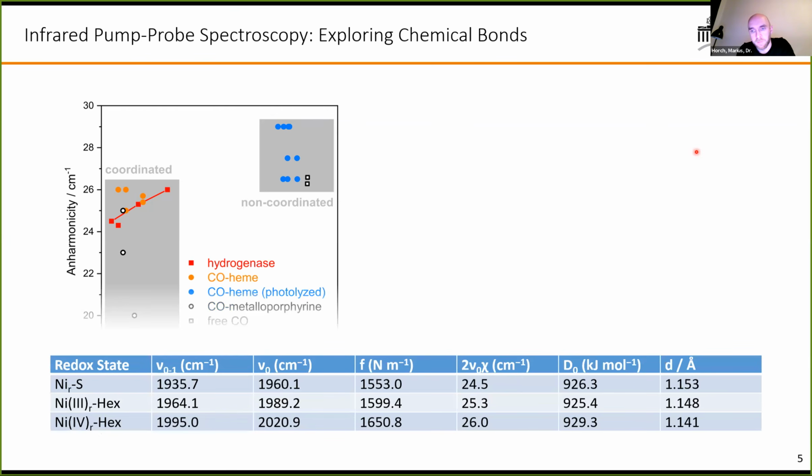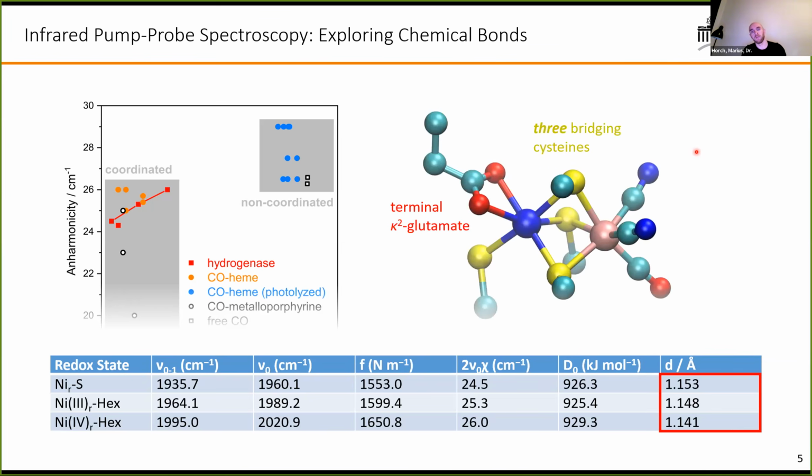All right, back to the data from hydrogenase. So apart from bond strengths, as I said before, we can also look at bond lengths. And that's quite important in this particular case here, because the data I'm showing here were obtained from a quite unique hydrogenase from the organism Hydrogenophilus thermoluteolus. And as you can see here, according to the crystal structure, the enzyme in the oxidized state has a very unusual coordination geometry. So here with a terminal bidentate glutamate ligand and then 3 instead of the typical 2 cysteines in the bridging position.